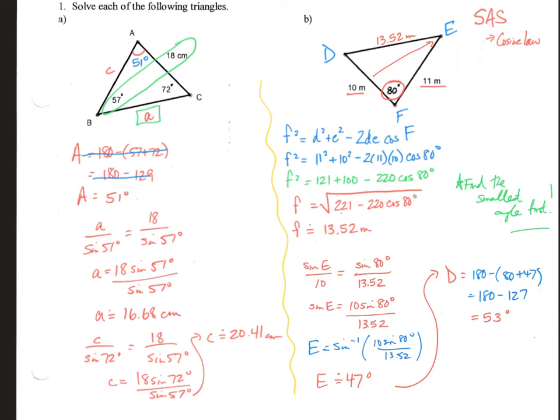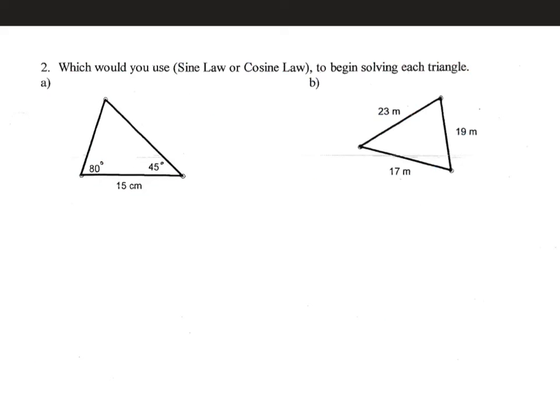So there is a very quick review for us to be able to go through and see how we can apply sine law and cosine law to two triangles. What we're going to do now is play around with two different triangles. I'd like you to take a look at the two triangles that I've put on the page. And the question itself asks, which would you use, sine law or cosine law, to begin solving each triangle?